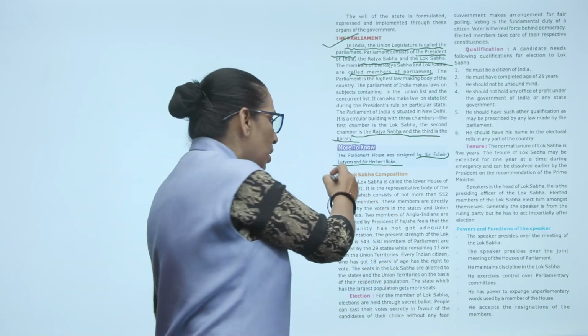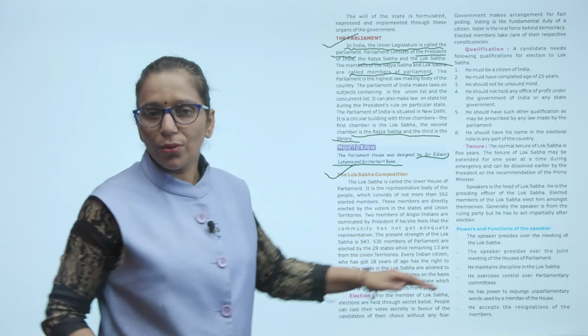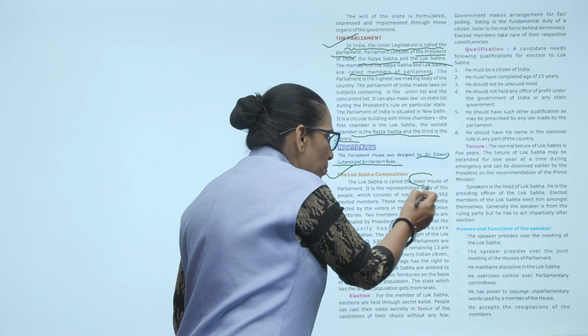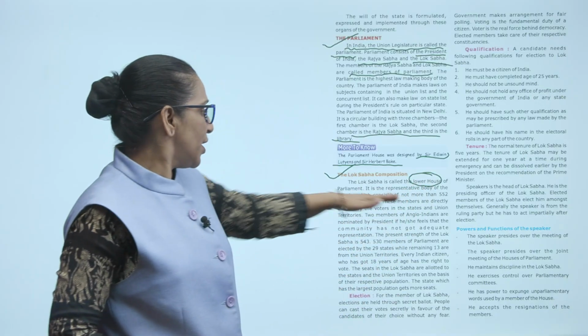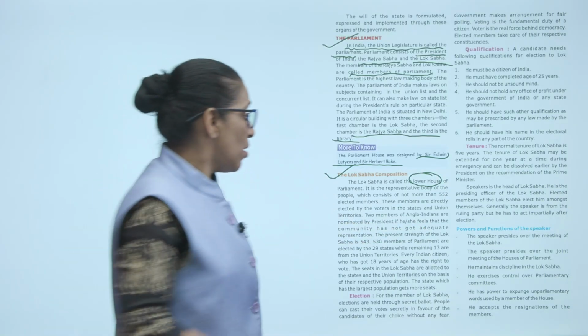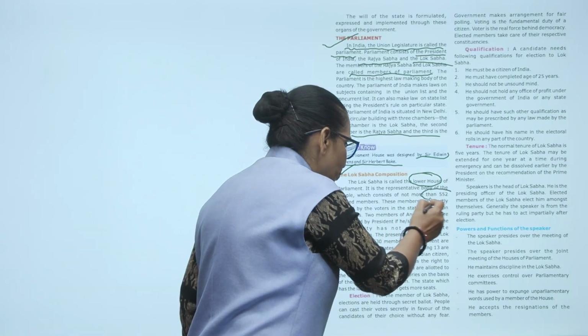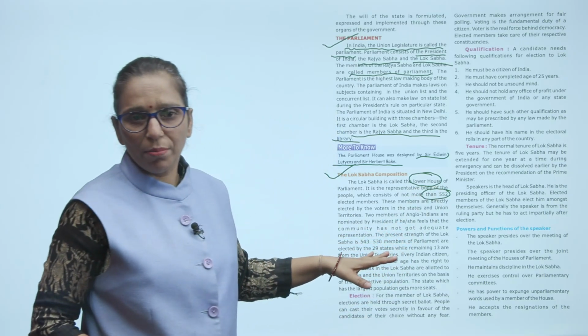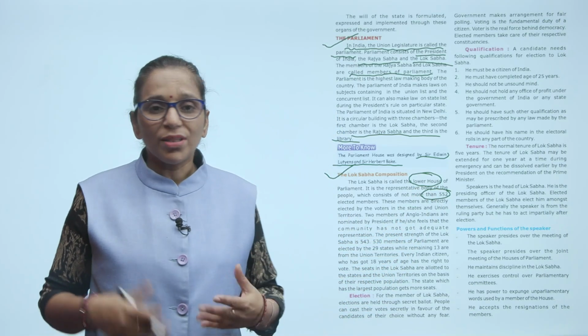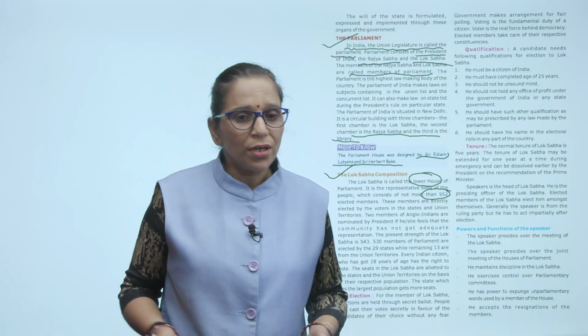Now, how is the Lok Sabha formed? Composition we are going to discuss. Lok Sabha is also known as the lower house of the parliament. So, it is the representative body of the people which consists of not more than 552 elected members in the parliament, Lok Sabha. Now, these members are directly elected by the voters in the states, in the union territories, etc.